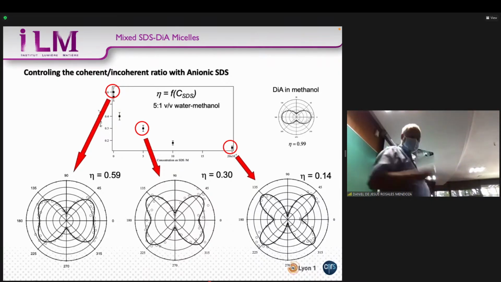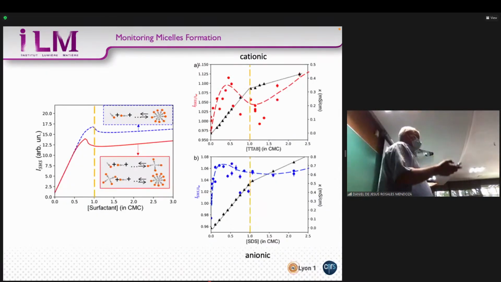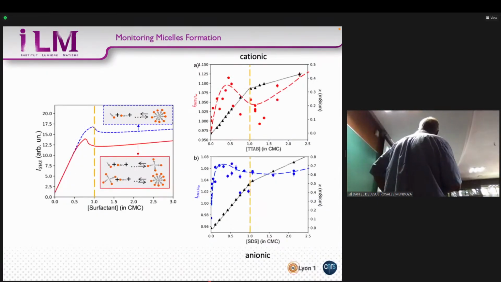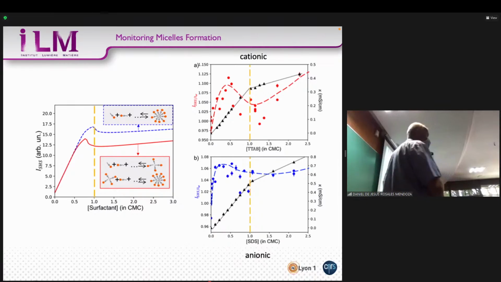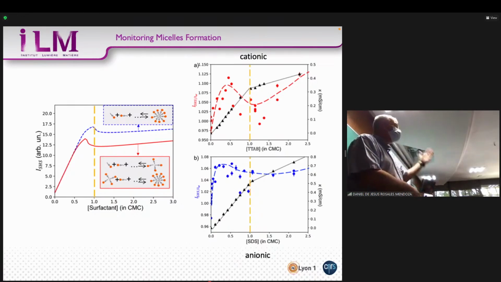An application of that is obviously micelles. Even though these compounds, TTAB, which is a cationic surfactant, and SDS, which is an anionic surfactant, have a tiny, tiny cross-section for second harmonic, we can still pick up the formation of aggregates. This is the theory with different models, but you see, as you increase the concentration, it linearly increases. This is the standard theory.